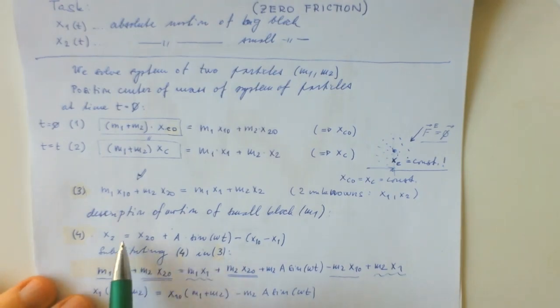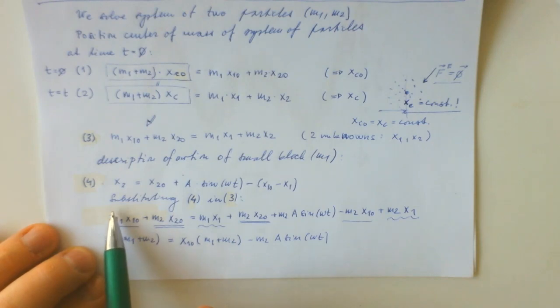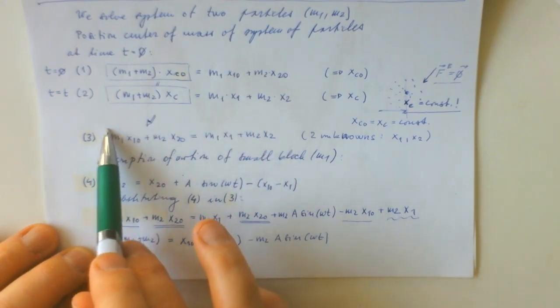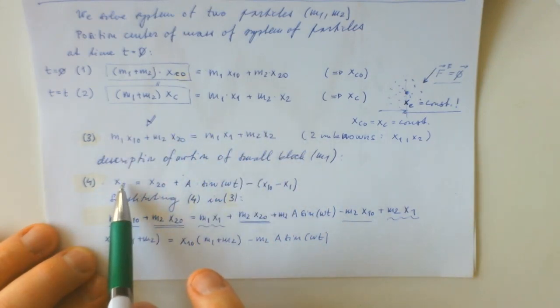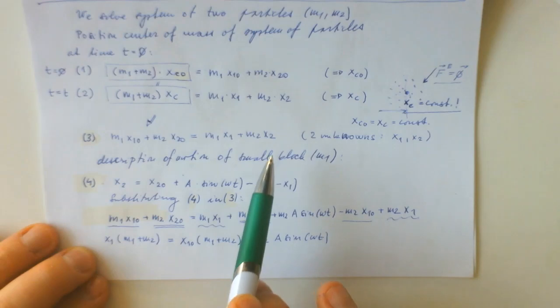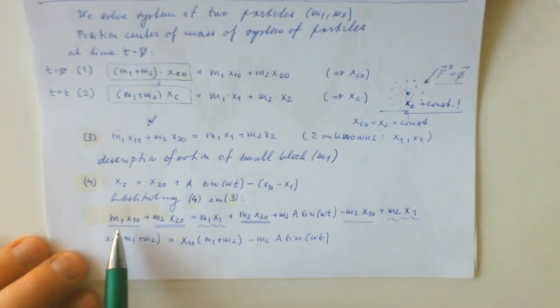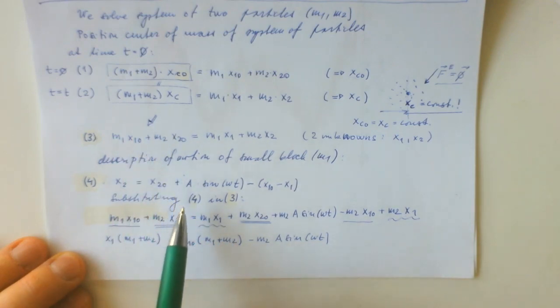So now we have two equations, 3 and 4, for two unknowns, x1 and x2. And it is very simple to solve, for example, by substituting 4 into 3. Originally we have this equation and we are substituting for x2 here. So we put all this expression instead of x2 and continue like this. This is the left side of the equation, and we continue.